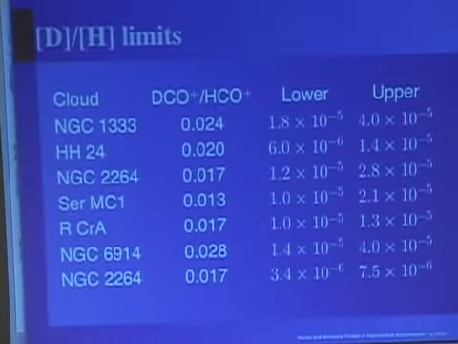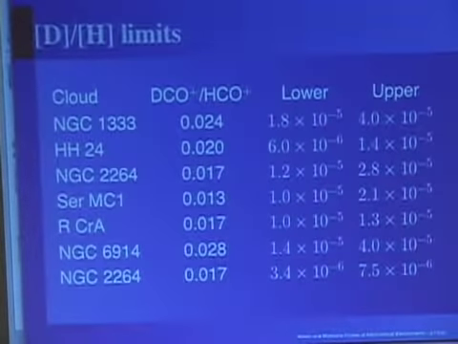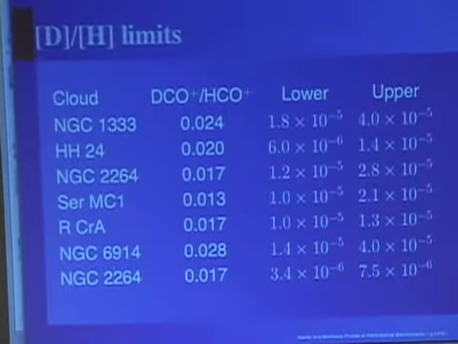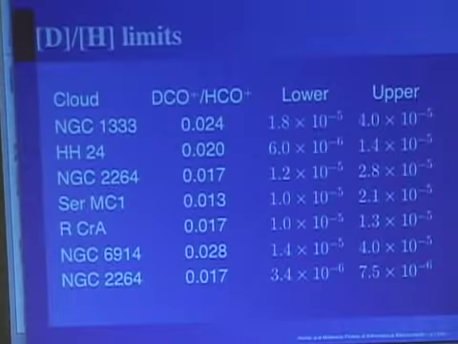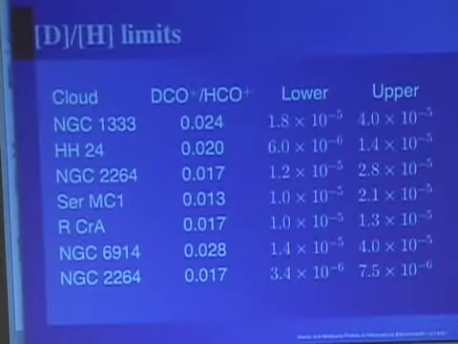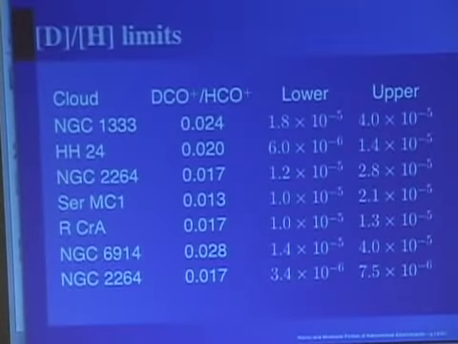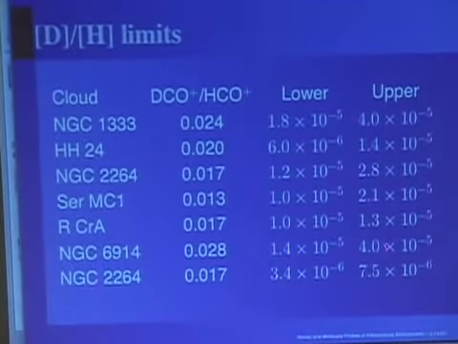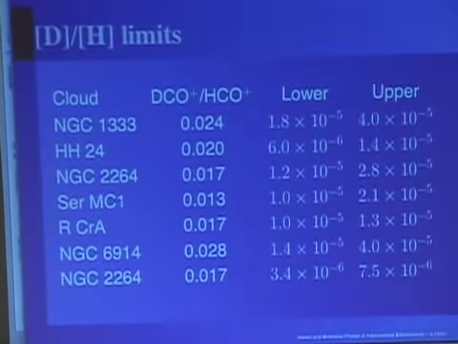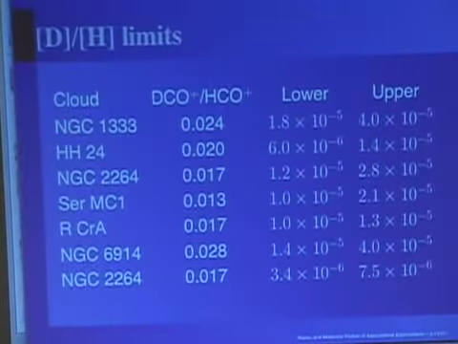The DCO+/HCO+ rate, particularly at low densities, the atomic deuterium can be high. And we analyzed a number of clouds. Actually, this analysis isn't completely correct because the H3+ recombination rate is rapid, and we'd used a low value for it at the time. But that only affects the upper limit, and actually leaves the lower limit unchanged. Lower limit being assuming nothing else can destroy DCO+.